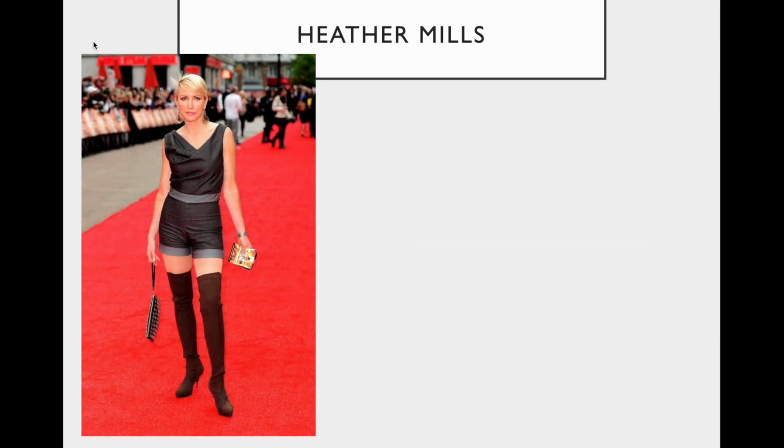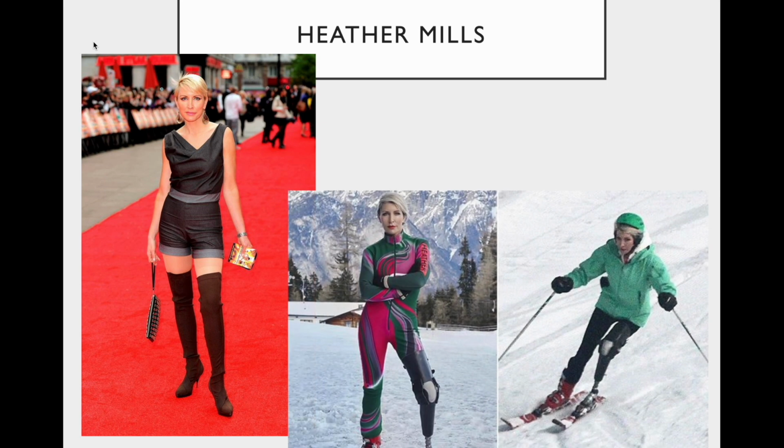So moving on to the next level of amputation, which is a transtibial amputation. And over here we have Heather Mills, who's a very famous model with a transtibial amputation. She was involved in a motor vehicle accident at a very young age. Feel free to take a moment to pause the video to try and guess which side her amputation is. So her amputation is on the left side.